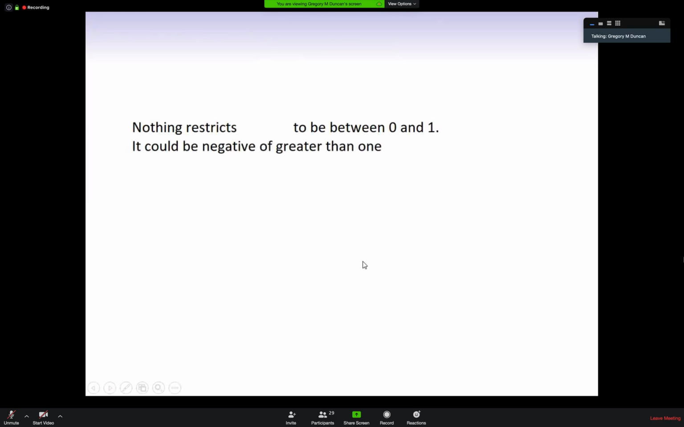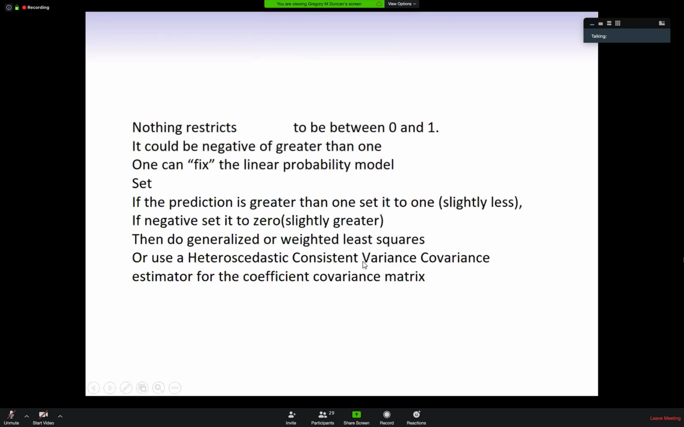Second problem. Darn it. Nothing restricts x transpose beta to be between 0 and 1. So when you predict out of sample, you're going to get probabilities that are negative and probabilities that are greater than 1.